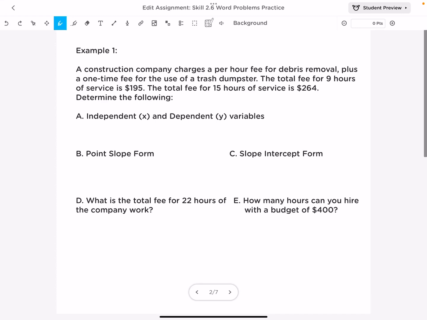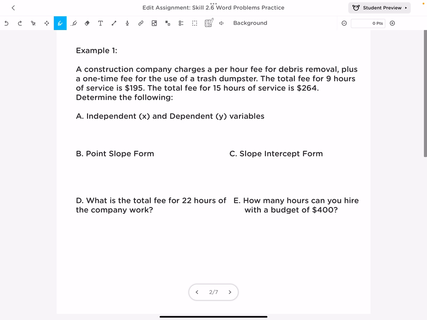Okay, so for our example, a construction company charges a per hour fee for debris removal plus a one-time fee for the use of a trash dumpster. Now, the total fee for 9 hours of service is $195, and the total fee for 15 hours of service is $264. Determine the following.